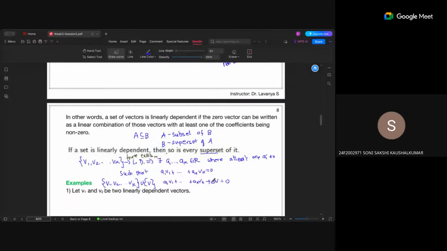Yes, ma'am. So that is why I have taken 0. This 0 just makes us obtain the equation to be 0 easily. That's all. No other reason.